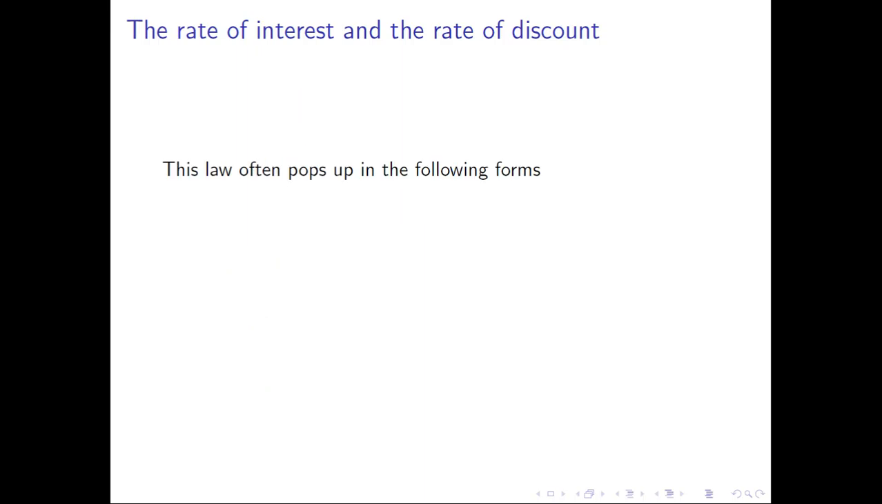Now this law, while that's the nicest way to remember it, does tend to pop up in other forms. Often you'll have the interest factor, 1 plus I, and you'll want the discount factor, or you'll have the discount factor and want the interest factor. All you need to do is take the reciprocal of the discount factor to get the interest factor. And analogously, to get the discount factor, you just take the reciprocal of the interest factor.